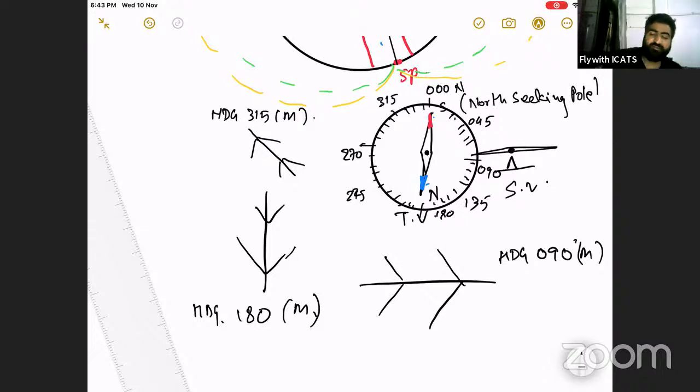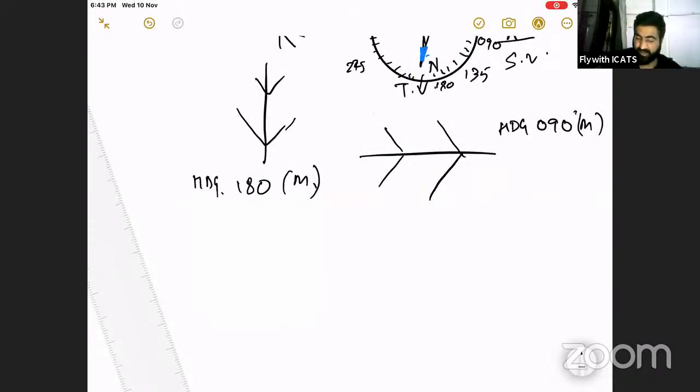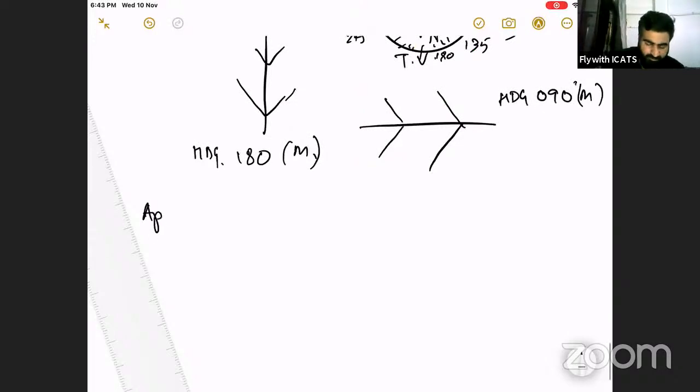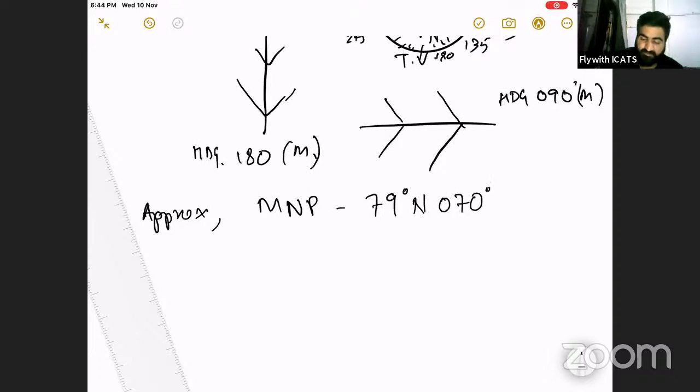Approximately, the present magnetic north pole is located at 79 degrees north, 070 degrees west, and we call it the blue north, okay? And the magnetic south pole is located at 79 degrees south, 111 degrees.